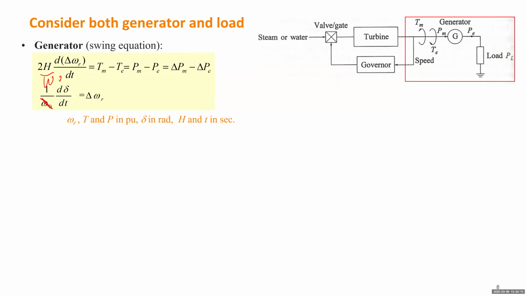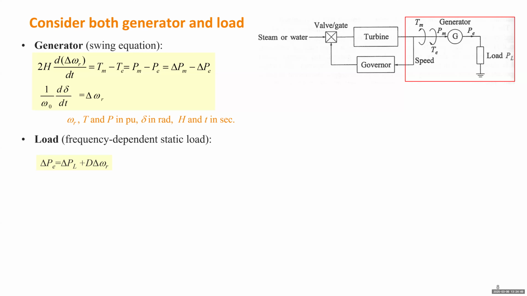So if you see another set of swing equations like this one, you will realize immediately that delta omega r here will take a unit of radian per second. If you don't see the omega 0 in the first equation on the denominator, which means omega r will be a per unit value. And H is the inertia constant, which has a unit of time, in seconds.